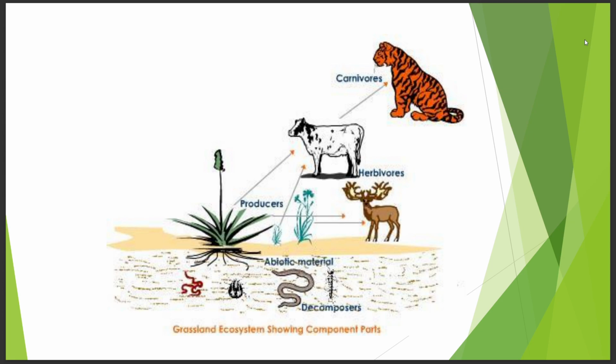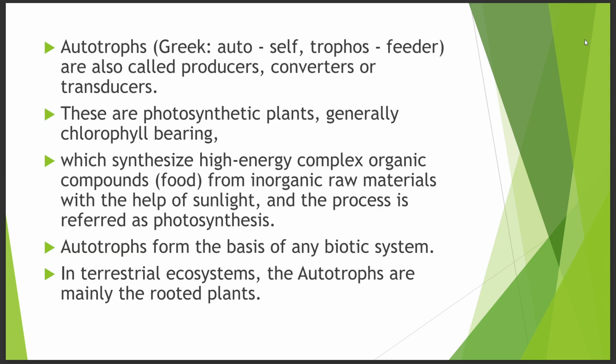Green plants are the producers in an ecosystem, in a terrestrial ecosystem. If it is an aquatic ecosystem, we'll have algae there. So the producers are then fed upon by the herbivores, then herbivores by the carnivores. So autotroph means green plants, I mean the producers. It is a Greek term. Auto means self, trophos means feeder, the self feeder. They feed from themselves itself.